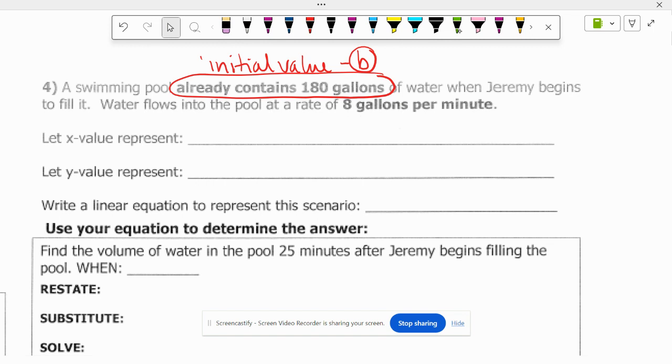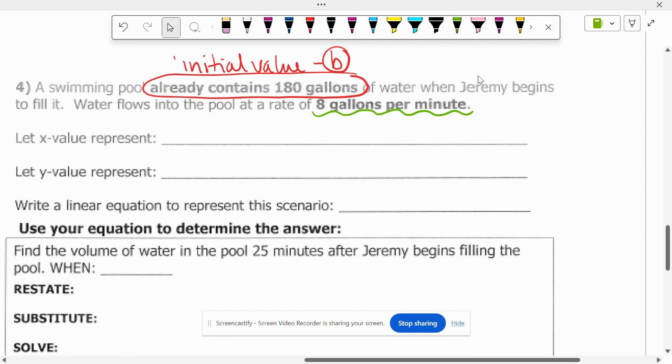Water flows in the pool at a rate of 8 gallons per minute. What does 8 gallons per minute represent? My slope, M equals 8. Am I filling my pool or draining my pool? I'm filling, so my slope is positive. If I were draining it, my slope would be negative.